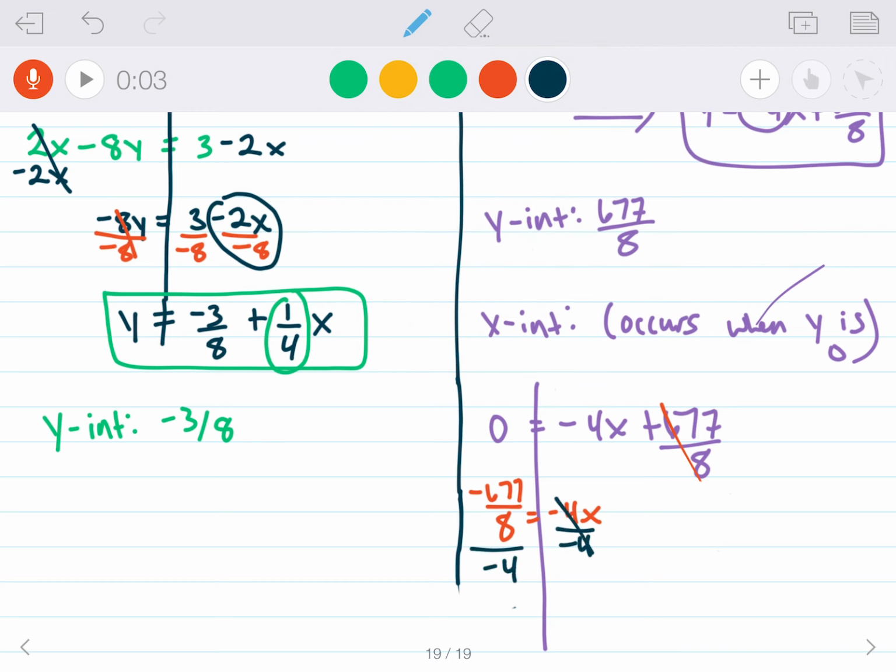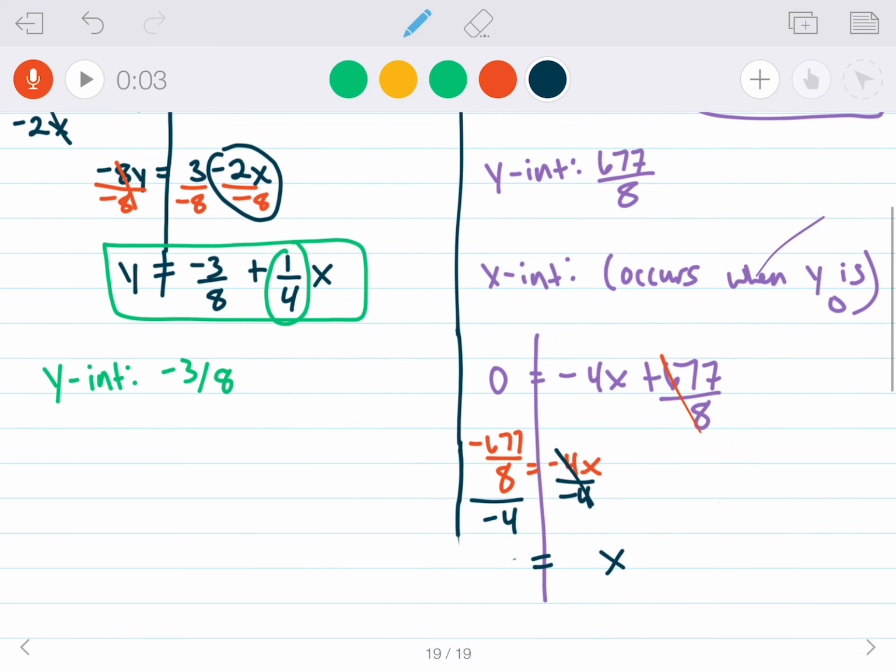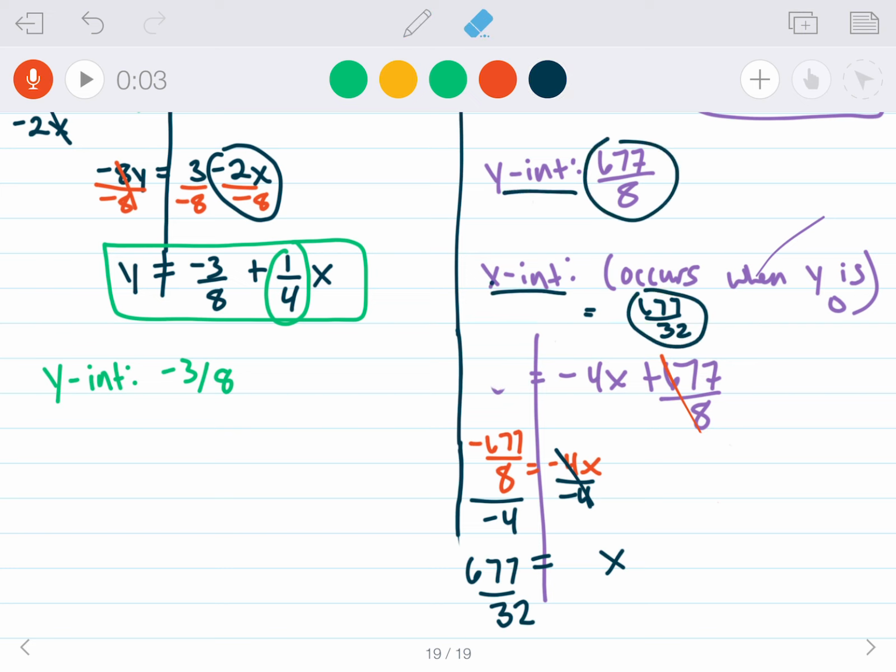I'm just going to put this in the calculator to give me, let's see, okay, as a fraction, I'm getting 677 over 32 is my x-intercept. Okay, so that's my x-intercept. This is my y-intercept. All right, so we can do the same thing for the green line, line 1.